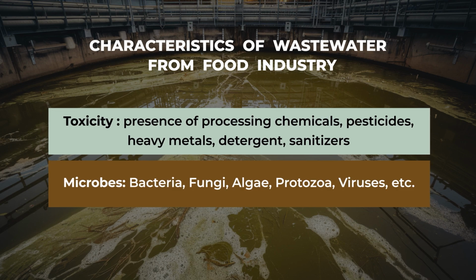The toxicity is also another important characteristic, because this wastewater can have some harmful chemicals, can have pesticide residues, heavy metal residues, detergents and sanitizers. And it can also have different types of microbes, maybe bacteria, fungi, algae, protozoa, virus, etc. So, these are the important characteristics of wastewater from the food industry.